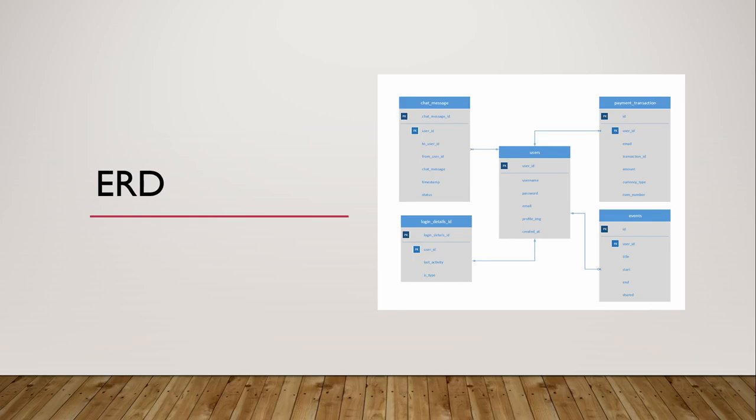So the ERD for this is the diagram that is our database design. So we have 5 different tables: the chat message table, the login table, users table, payment table, and the events table. So this was where everything that needed to be stored in the database is.